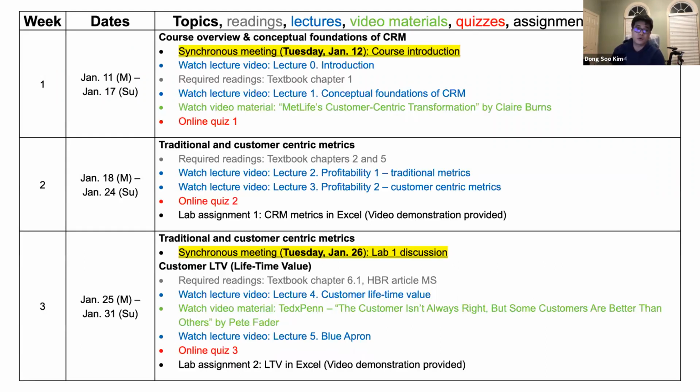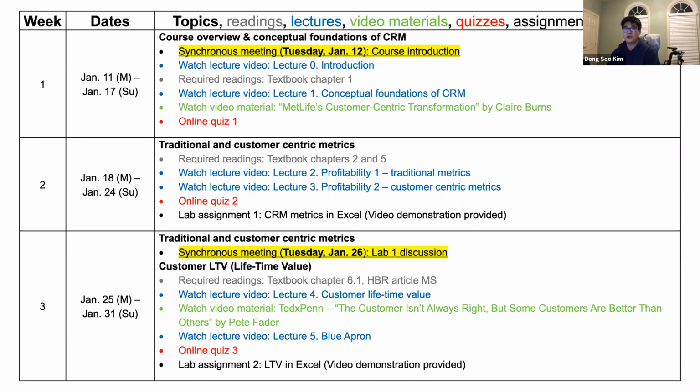And this is the course schedule table. This course is a half semester course, so we have 7 weeks in total. In the first week, I will introduce CRM and conceptual foundations. You will read the textbook, watch my lecture video, and read or watch additional materials. And then you will take an online quiz. All lecture videos and additional materials will be available on the Carmen website.